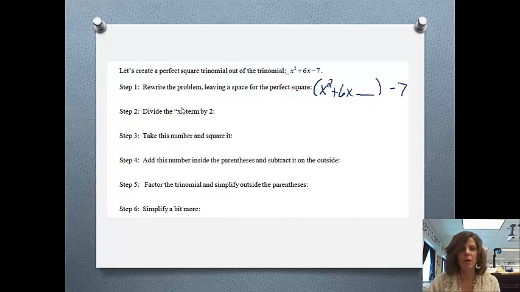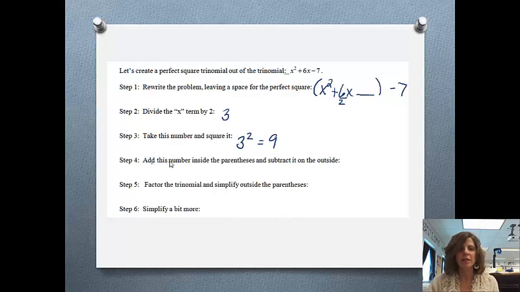All right, now the next step is to divide the x term by 2. So the x term is the 6x. We're going to do 6 divided by 2, and when I do that, I get 3. And then we're going to take this number and square it. So now I'm going to do 3 squared, and that gives me 9.